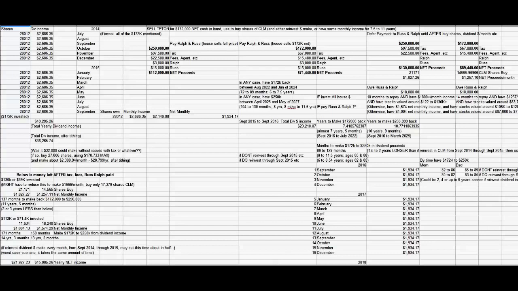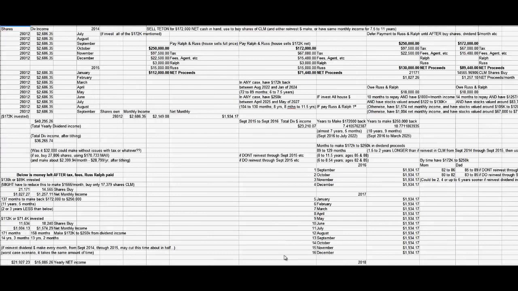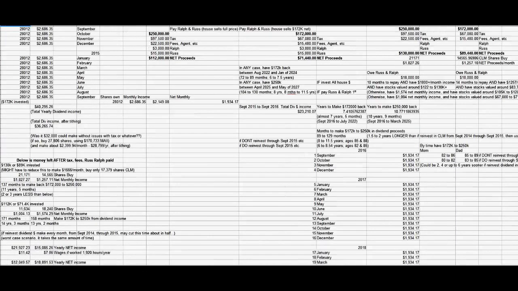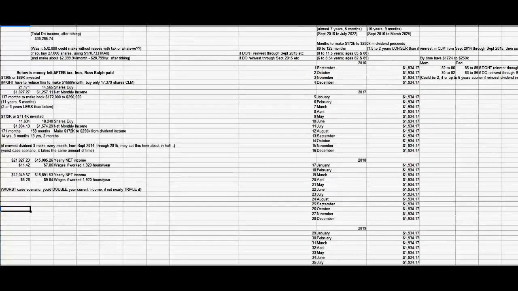If you invested through a certain time frame and so forth, which of course we did, that shows the money that you left after the taxes and all of these sorts of things. Worst case scenario, you double your current income, if not nearly triple it, according to having sold the house and invested the money, and the amount of income that you have at that particular time, as opposed to how much you have if you worked a regular 2,000-hour job for the year.